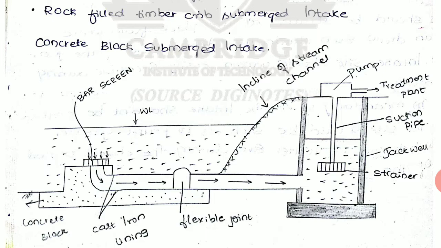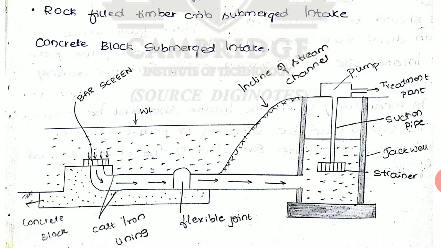And below the sand, sometimes concrete blocks are also used to retain the pipe. The pipes used are cast iron pipes. And here you can see the flexible joint, because sometimes with water movement there will be a little movement of the pipe here and there, like vibration, that can be withstood. That's why the flexible joint is provided for the pipes.